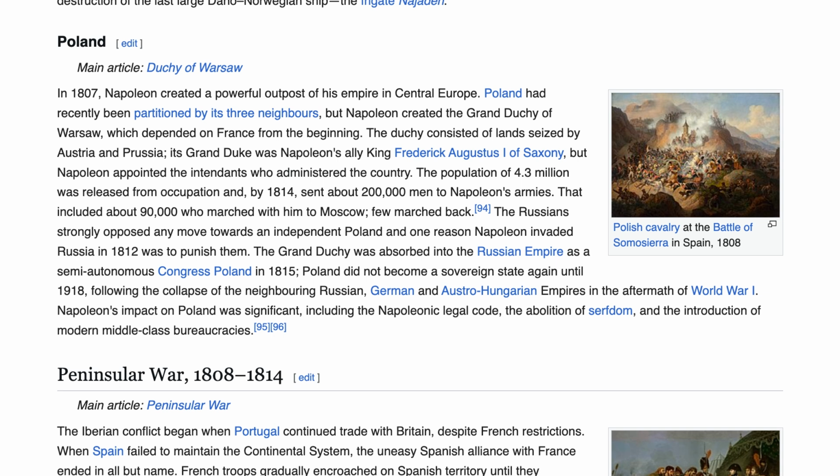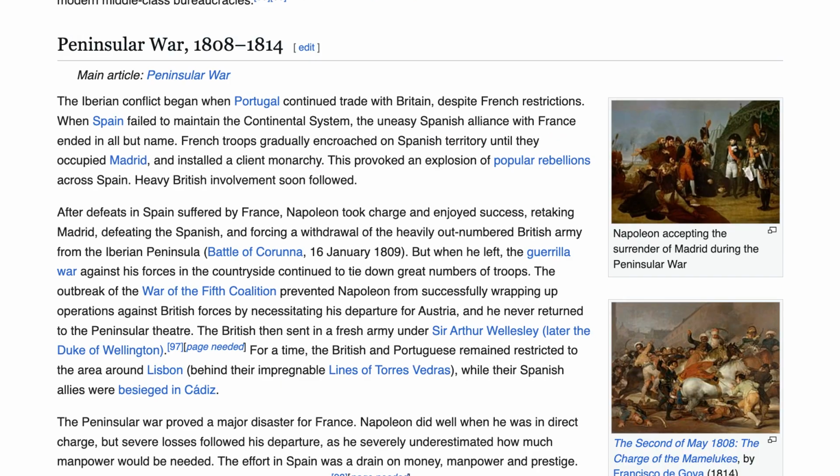Few marched back. The Russians strongly opposed any move towards an independent Poland, and one reason Napoleon invaded Russia in 1812 was to punish them. The Grand Duchy was absorbed into the Russian Empire as a semi-autonomous Congress Poland in 1815. Poland did not become a sovereign state again until 1918, following the collapse of the neighboring Russian, German and Austro-Hungarian empires in the aftermath of World War I. Napoleon's impact on Poland was significant, including the Napoleonic legal code, the abolition of serfdom, and the introduction of modern middle-class bureaucracies.